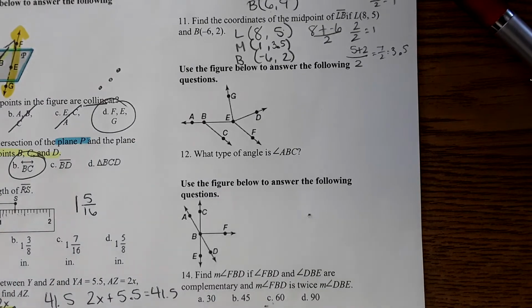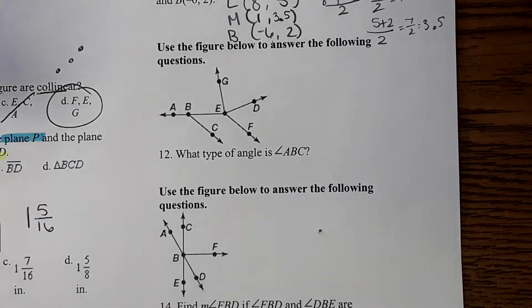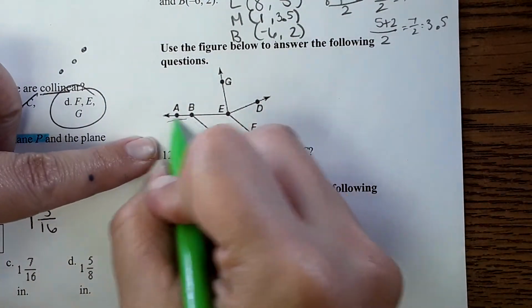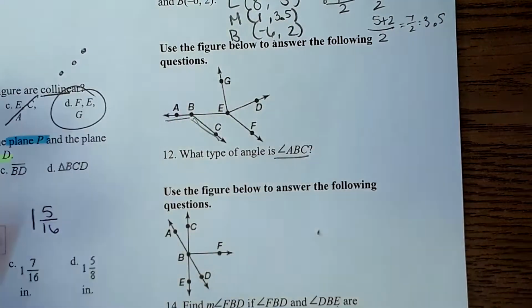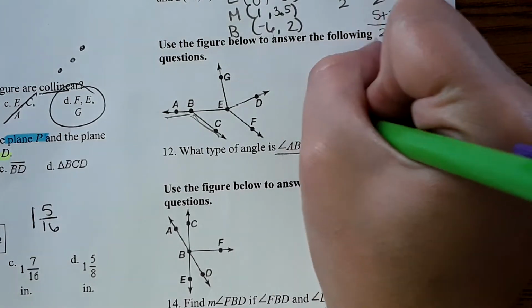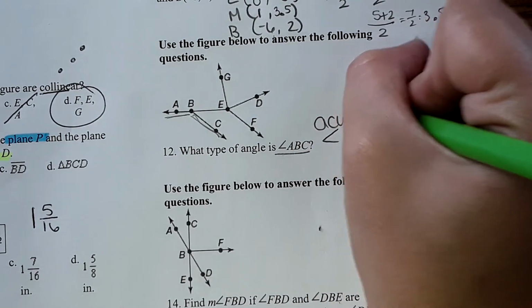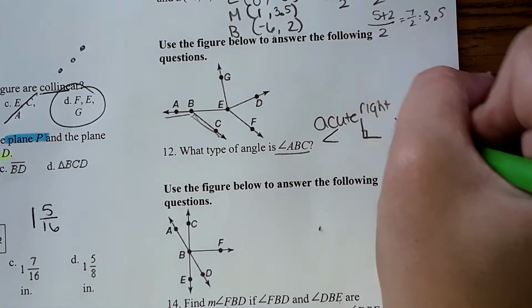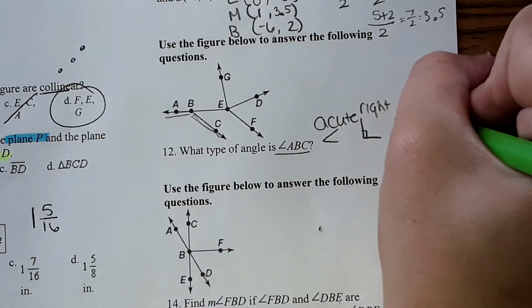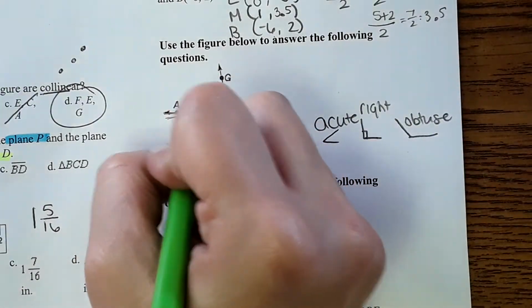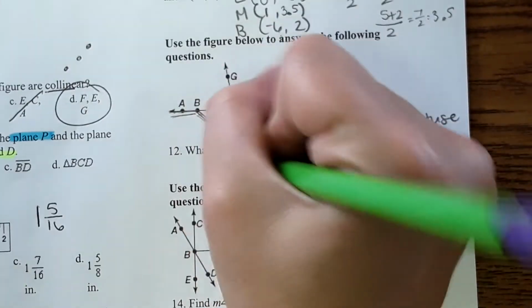Okay, now we're going to get into some vocabulary. It says, what type of angle is angle ABC? This angle right here. There were a few different types of angles we talked about. One is acute, like an acute little baby. We have right angles that are 90 degrees. And then obtuse, which is greater than 90 degrees, but not quite a straight angle. So based on that, ABC is what? You guys are awesome.